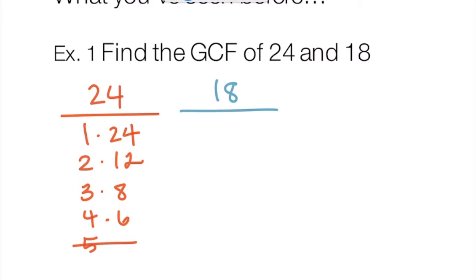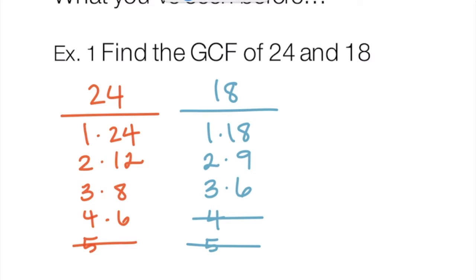And then if we find the factors of 18, we say 1 times 18. The next number would be 2, 2 times 9. Next number would be 3, so 3 times 6. The next number would be 4, but it doesn't work. Next would be 5, but it doesn't work. And then the next number we would get to is 6. We already have it, so we know our lists are complete.